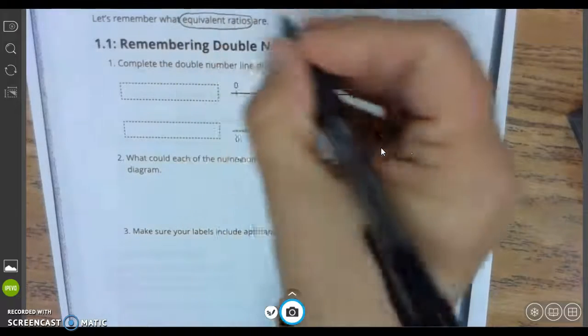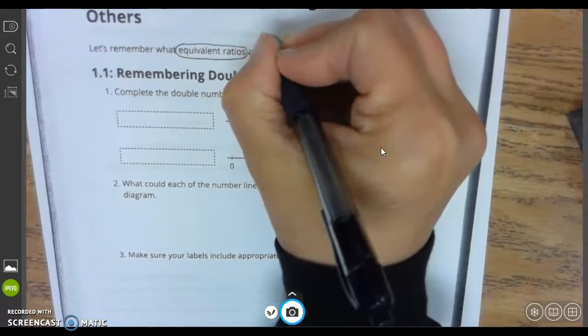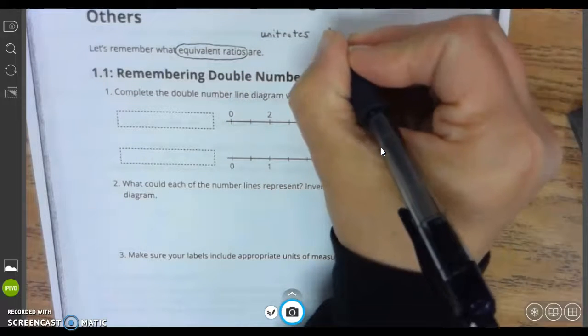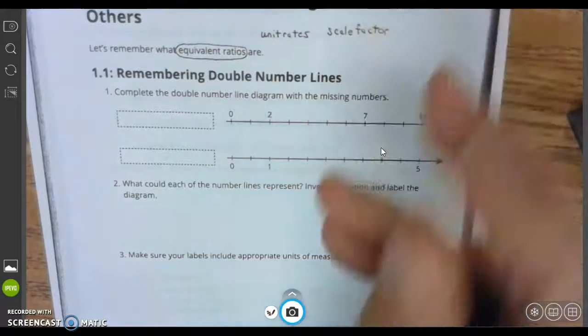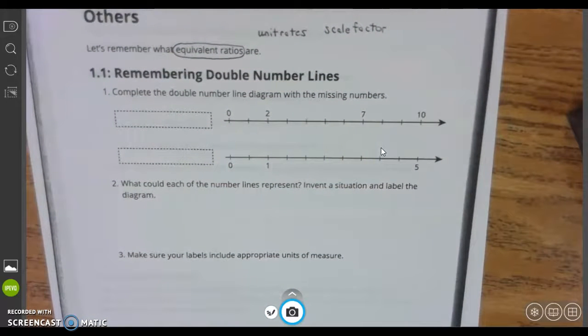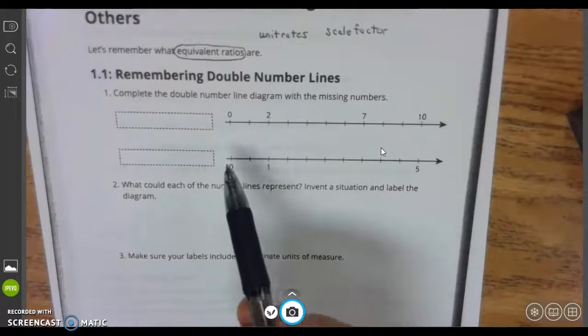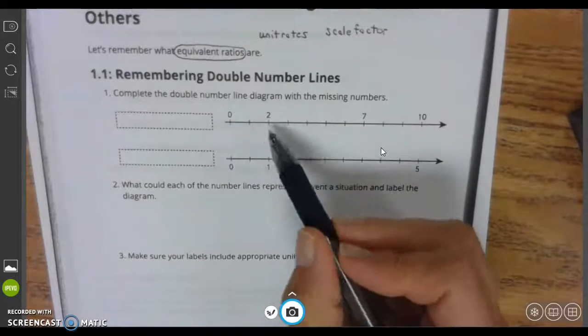And equivalent ratios, also some things you may have done in 6th grade would be unit rates. And we have scale factor, and these things are all related. And we're going to kind of find out how as we go through our lesson today. So if I look at the first number line, this is a double number line or a tape diagram. I look to see what's missing.